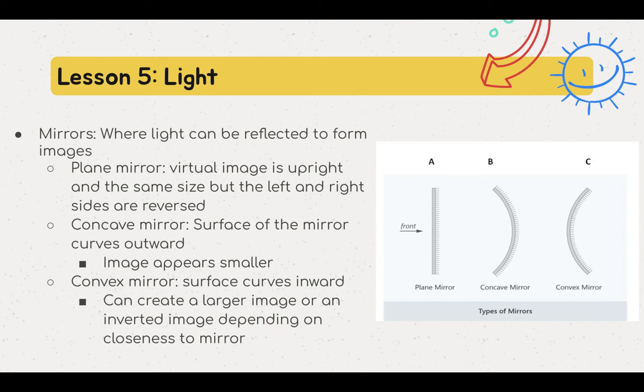And then a convex mirror is when the surface curves inward. Okay, so like the inside of a bowl. That creates a larger image or even an inverted image depending on the closeness to the mirror. Okay, so let's just talk about the larger image. If you look inside the bowl, you could see that your face looks larger than it actually is. Okay, that's because the surfaces are curved inward. Okay, and then we'll get to the inverted images as we talk about this in lesson 5. Okay.